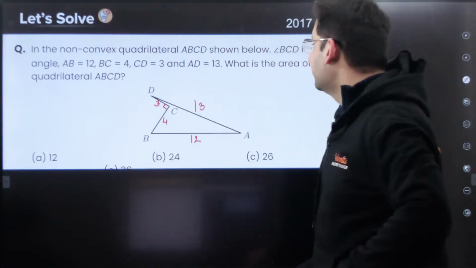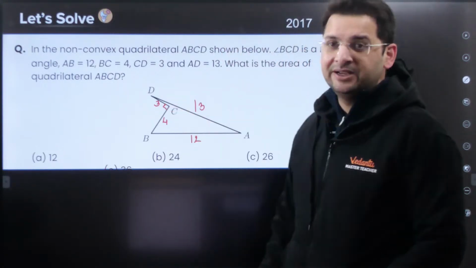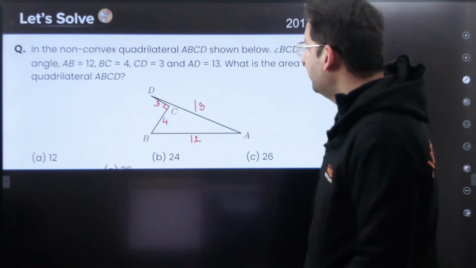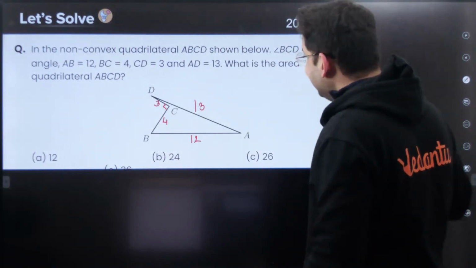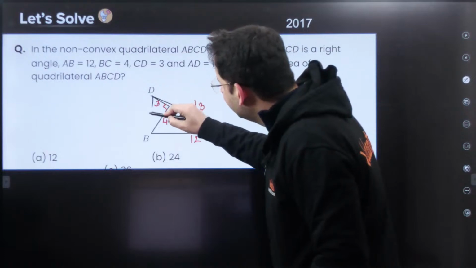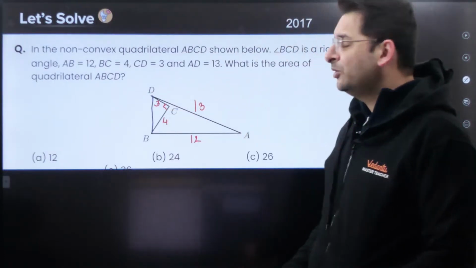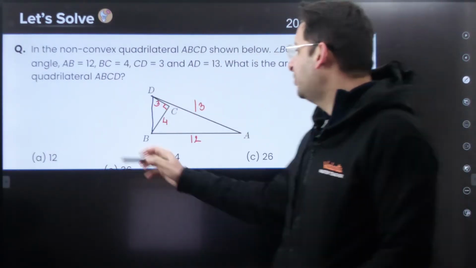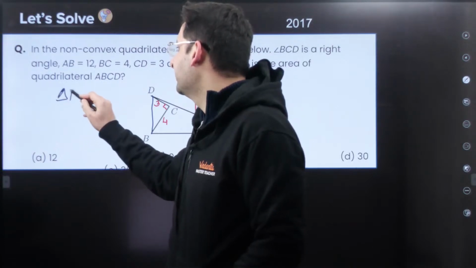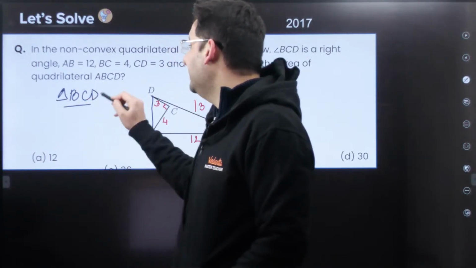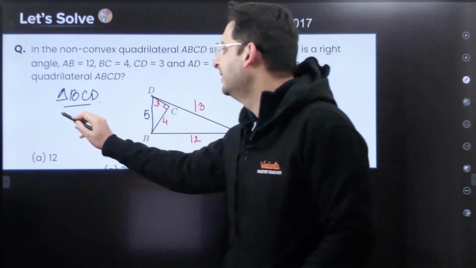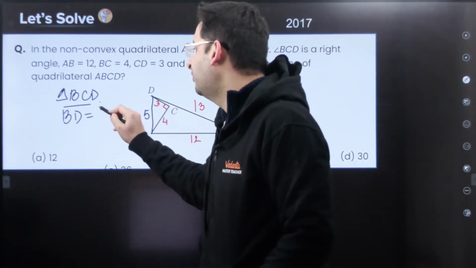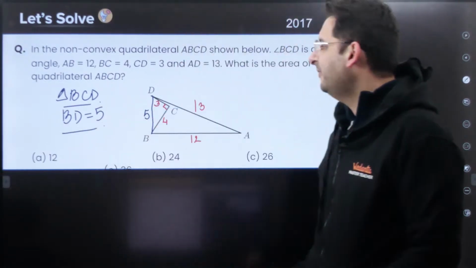So what do we do? 3, 4 is a big enough hint. ये बहुत बड़ा hint है, 3, 4. So what do we do? So basically we join BD. BD को join कर दिया. Now if we talk about triangle BCD, can I say it's a right triangle? Sides 3 and 4. So clearly BD is 5, because it forms a Pythagorean triplet 3, 4, 5. Perfect.